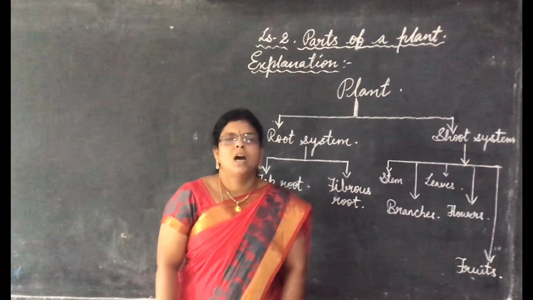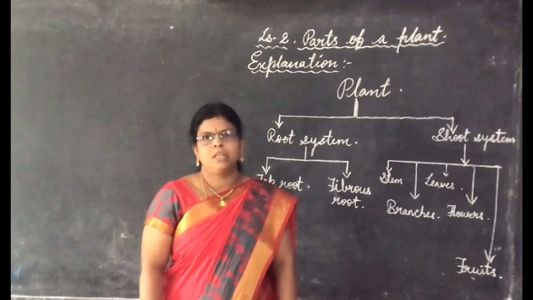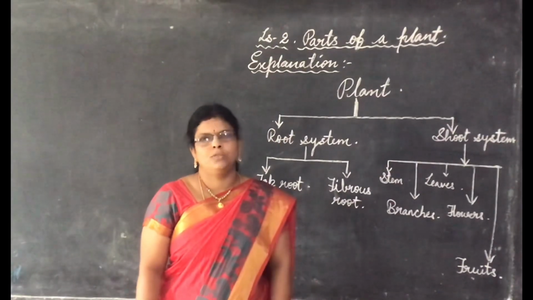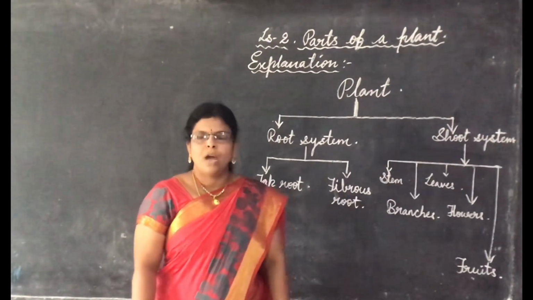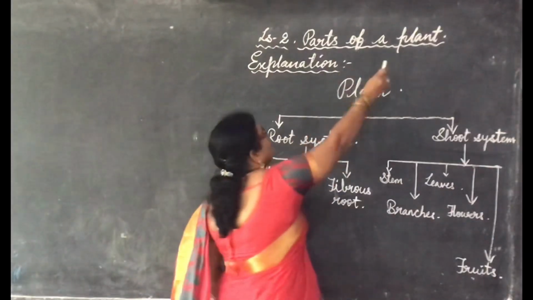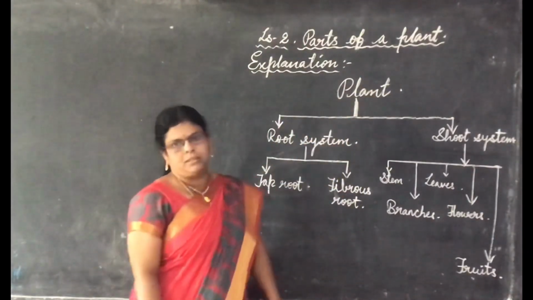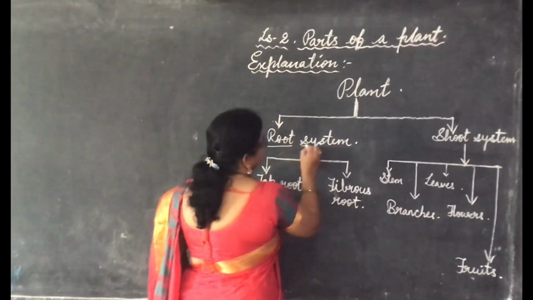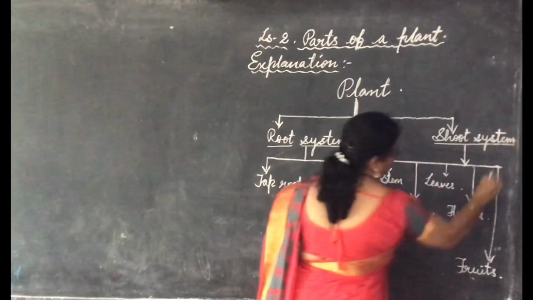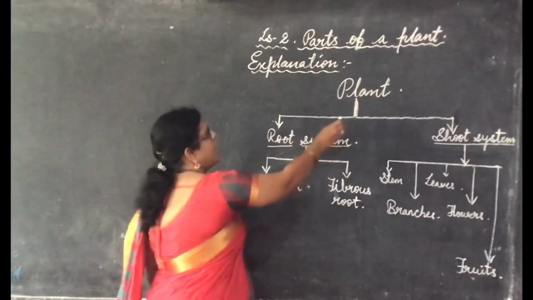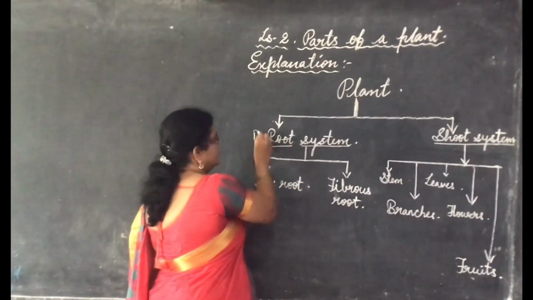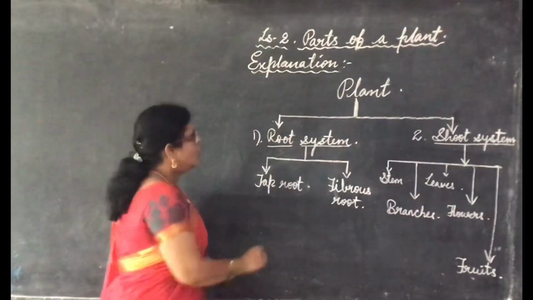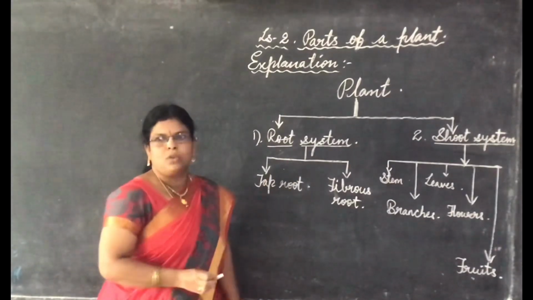Okay children, up to now I have given a brief introduction about plants, the benefits of plants and how they are useful in our daily life. Now I am going to the topic parts of a plant. Each and every plant consists of two parts: root system as well as shoot system. The first one is root system and the second one is shoot system. Isn't it?